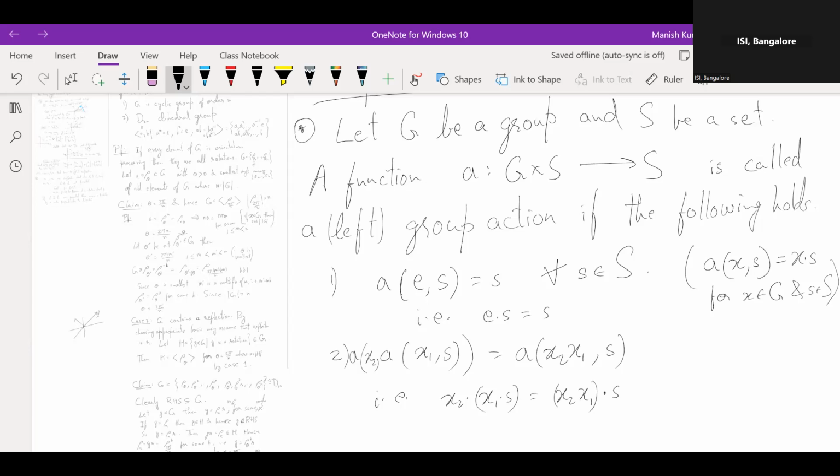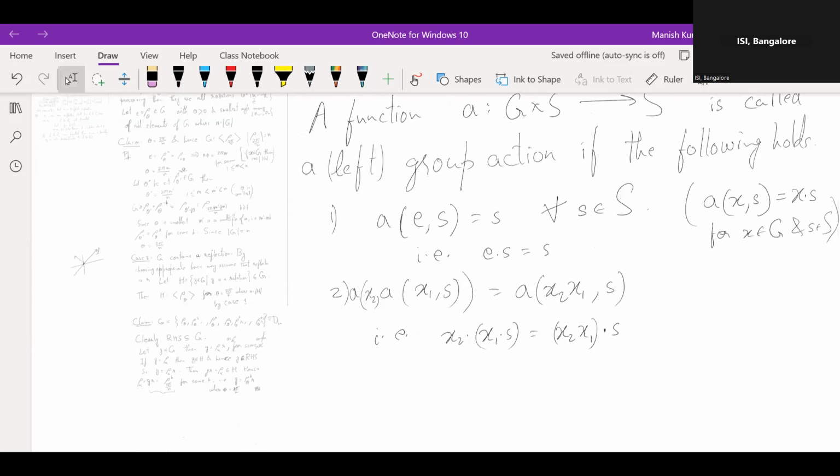If you do right action, then it's somewhat similar, but this axiom changes for left action and right action. Okay, so if it satisfies these two properties, then you say that this is a group action. So a group action is just such a function. Yeah. So what is an example of a group action?